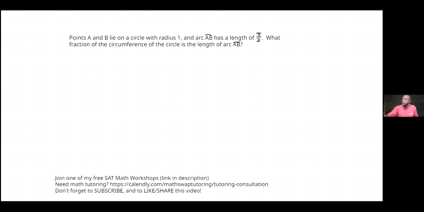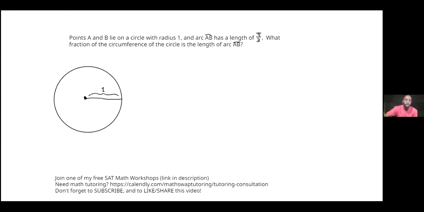All right, so let's draw a picture here first and foremost. Since I can actually draw shapes, I'll draw an actual circle-like shape with the tool. So here we go. So this is a circle with radius 1. You know, radius is half of the diameter. So this is 1. Okay. And then arc AB has a length of pi over 3.